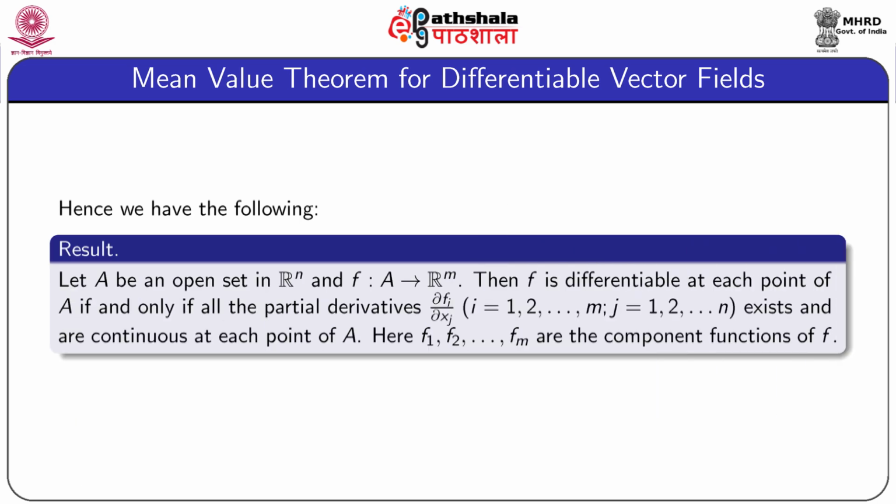Hence, we have the following: let A be an open set in Rn and f a map from A to Rm. Then f is differentiable at each point of the set A if and only if all the partial derivatives ∂f_i/∂x_j, i from 1 to m and j from 1 to n, exist and are continuous at each point of the set A. Here f_1, f_2, ..., f_m are the component functions of f.